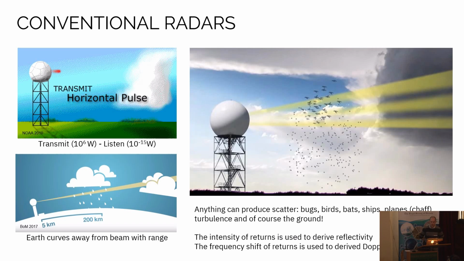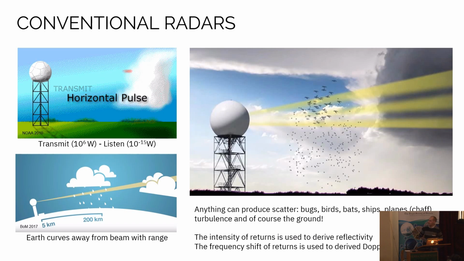And finally, the radar beam scatters off everything, not just precipitation. So bugs, birds, bats, ships, planes, especially military aircraft releasing anti-air missile chaff, turbulence, and of course ground when the radar beam intersects the ground. This creates a very complex and messy picture sometimes that we put a lot of effort into cleaning up.